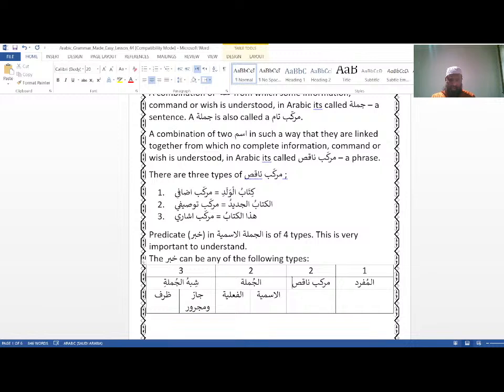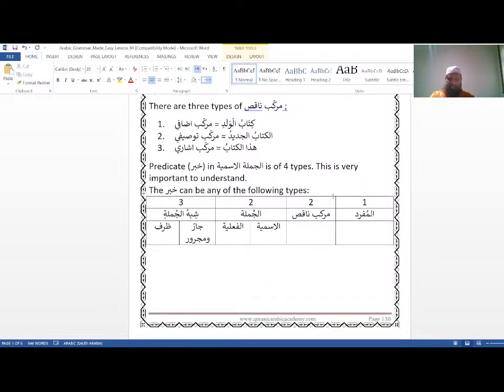What is shibhul jumla? When harf jar and the noun after it, kul majroor, when jar and majroor comes in place of khabar. Dharf, again, they are words that give us meaning of place and time. Those are called dharf. They also become shibhul jumla. We'll give you examples for all these. We'll understand, inshallah.